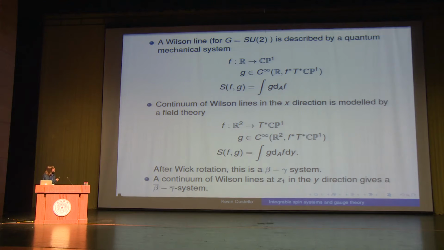Now, if you think about what Wilson line this will lead to, it gives a certain infinite-dimensional representation. The reason for choosing this particular way of writing a Wilson line is that it's easy to see how this should extend to write a continuum of Wilson lines. Suppose I had a Wilson line at every value of y living in the x direction. Then, for every value of y, I should have such a map to CP1.